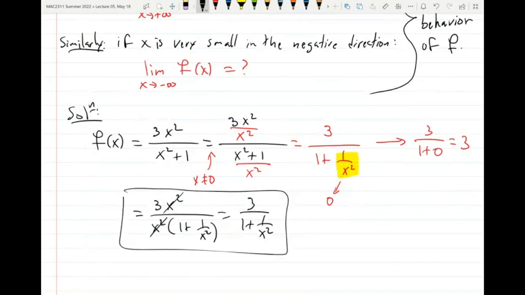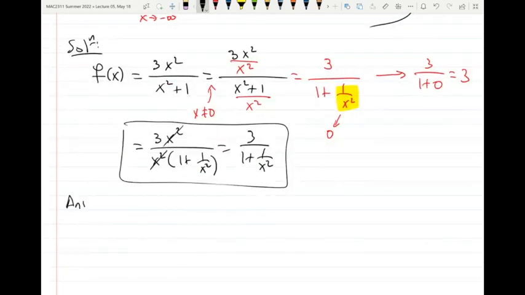This was a side comment. So I guess the answer here would be that the values of f, and notice that whether x approaches positive or negative infinity, we have the same thing. Even if this was just x without the square, at negative infinity, 1 over x is still 0. So the answer would have been 3 no matter what.